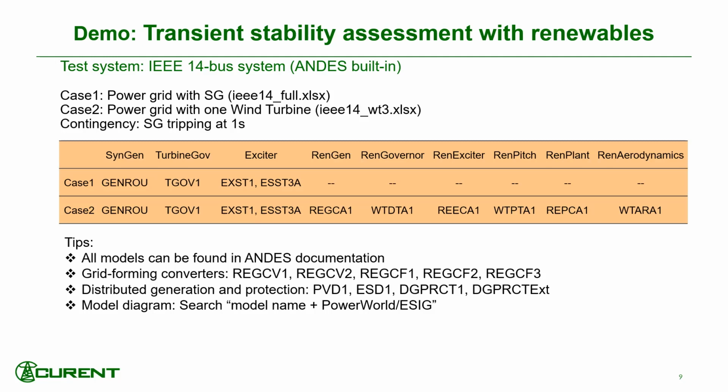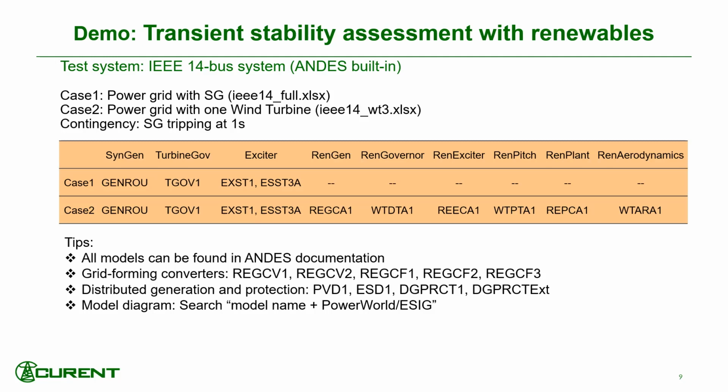So here are some tips. First, all these models you can find in the ANDES documentation. We have an online documentation for ANDES. And second, although we didn't use them this time, we also have grid-forming converters, REGCV1, REGCV2, and REGCF1 to F3.